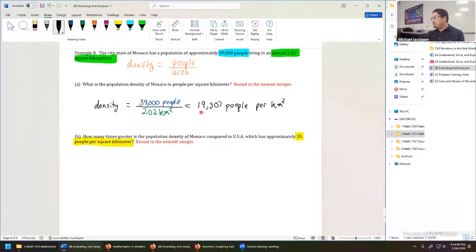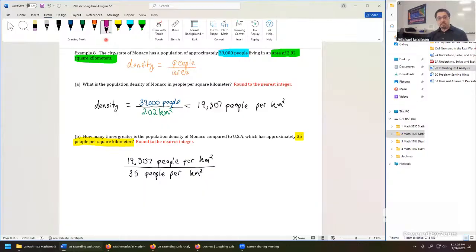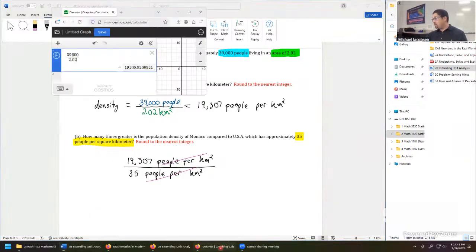So if we compare the two values, we'll take the prior value computed, 19,307 people per square kilometer, divide by the figure we have for USA, just 35 people per square kilometer. Just like in the last problem, comparing, say, gigawatts to megawatts, the unit totally cancels, but it should. We're just getting a number of how many times greater. So all those units cancel, and the unit analysis is now over right at that stage. We're going to once again round to the nearest integer.